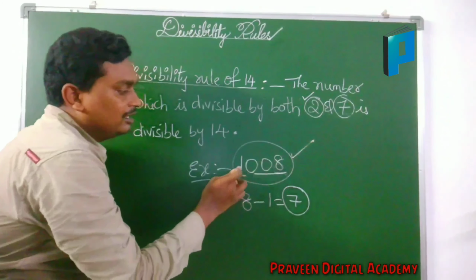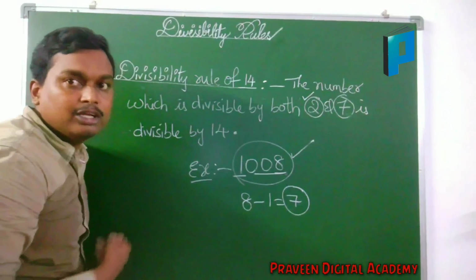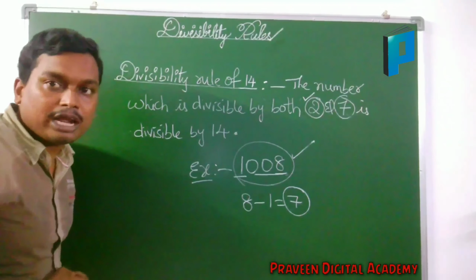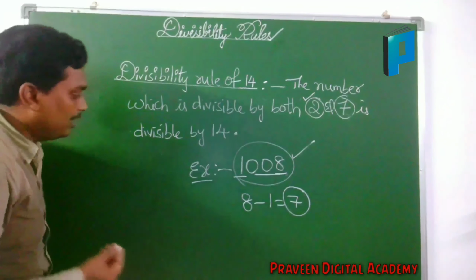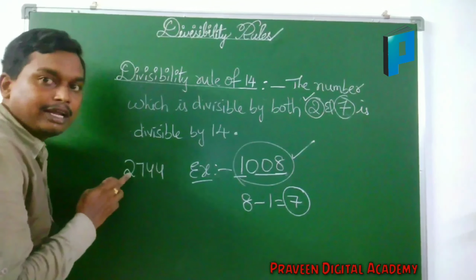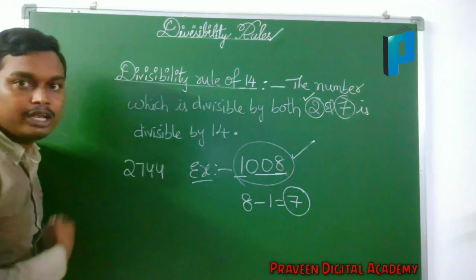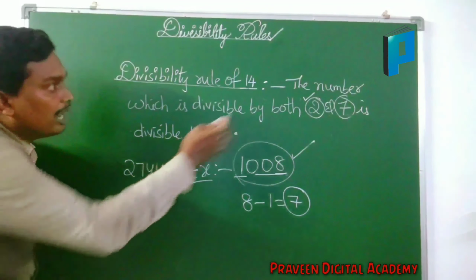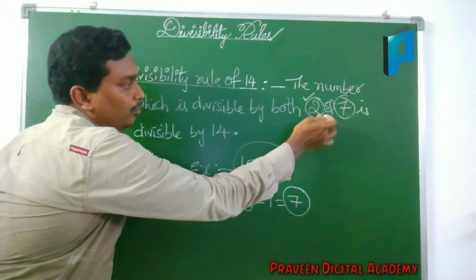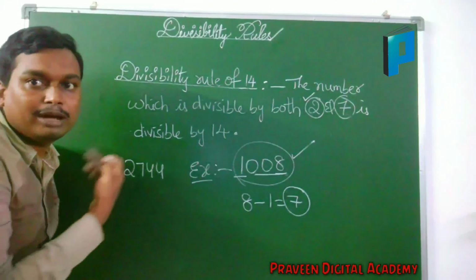So you can say that this 1008 is divisible by 14. Here is one more example like this: 2744, and you have to find out whether this number is divisible by 14 or not. How to do it? You have to check the divisibility rule of 2 and 7. If it is divisible by both 2 and 7, then only it is divisible by 14.